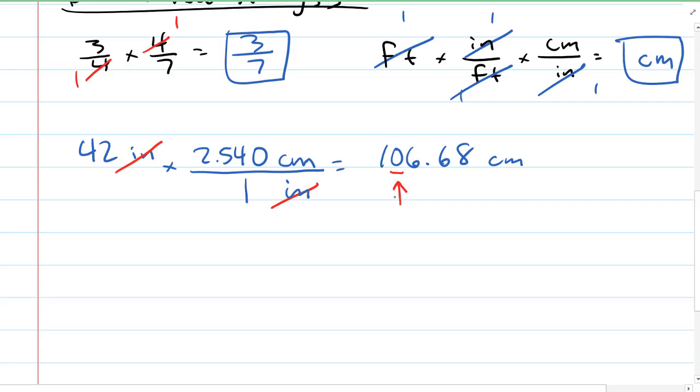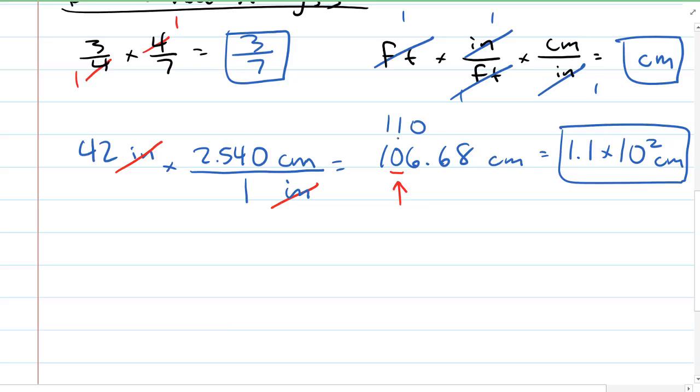1.1. It has to be rounded to this place right here. And so to write this answer out, we'd write it as 1.1 times 10 to the second with a label of centimeters. And again, we get it because we'd actually round this to be 110, and this here being the uncertain digit, and then we'd need to correctly write it over here in the scientific notation.